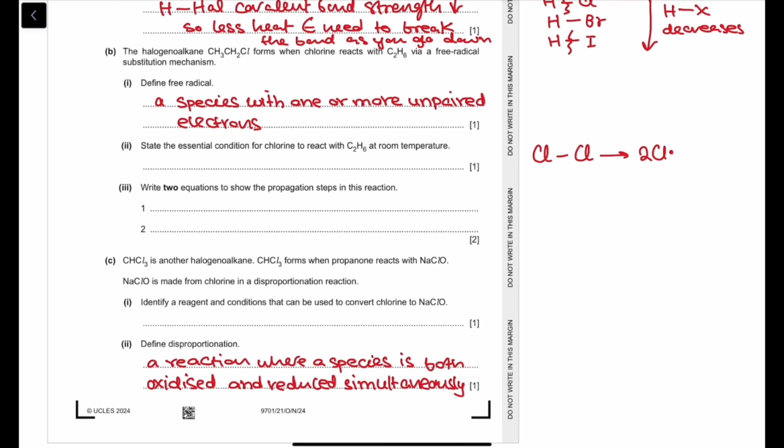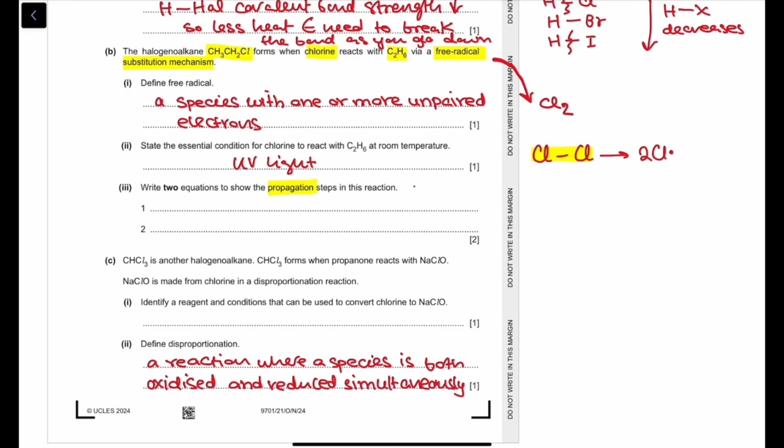B. The halogenoalkane CH3CH2Cl forms when chlorine reacts with C2H6 via a free radical substitution mechanism. Define free radical. A free radical is a species with one or more unpaired electrons. For example, in free radical substitution, a chlorine molecule is basically 2 Cl atoms bonded to each other. They can be broken down to form 2 individual chlorine radicals, which will have a free electron each. The condition needed for this to take place is UV light, because for chlorine to react with C2H6, the chlorine molecule must be broken down into free radicals first.